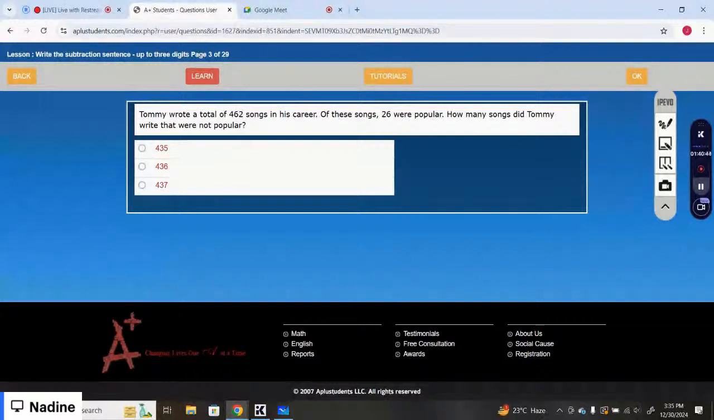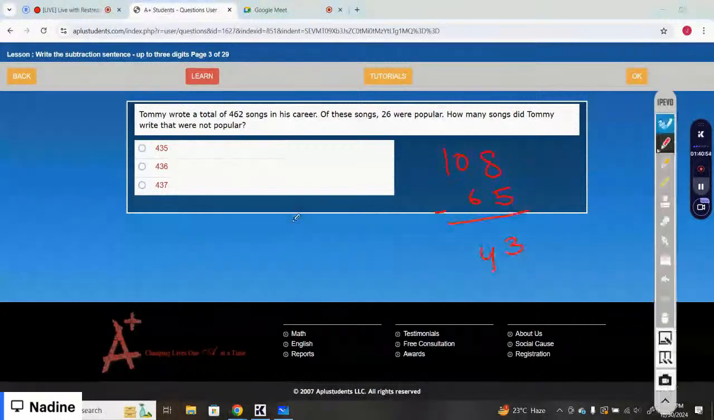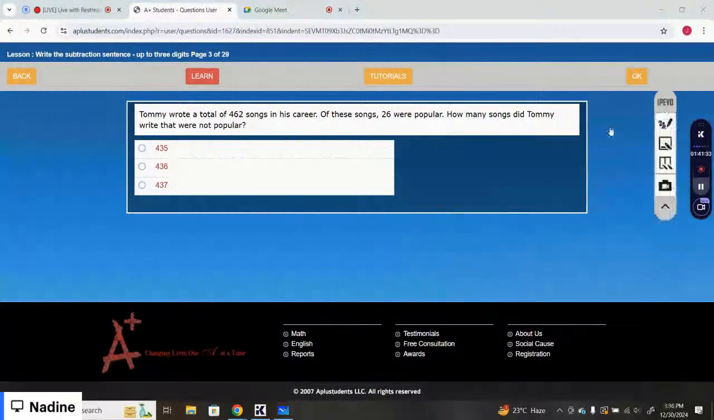Tommy wrote a total of 462 songs in his career. Of these songs, 26 were popular. How many songs did Tommy write that were not popular? So you have to subtract. You have to do 462 minus 26. So you need to borrow one that makes 12 here and 5 here. 12 take away 6 is 6. 5 take away 2 is 3 and 4, that is 436. The correct option is 436.